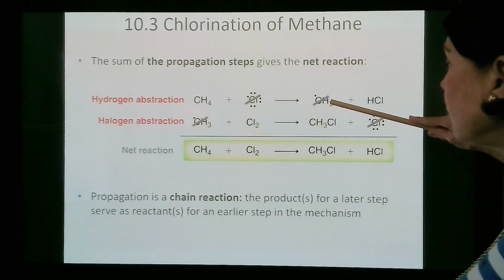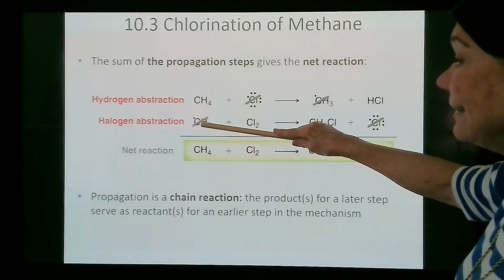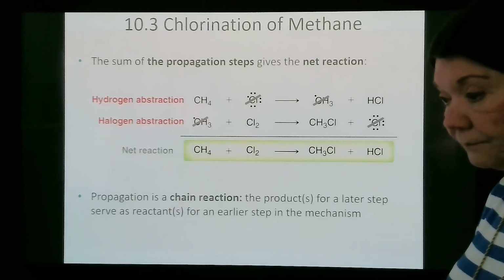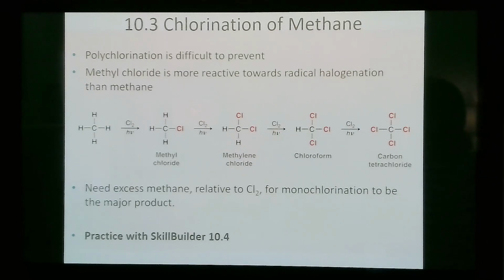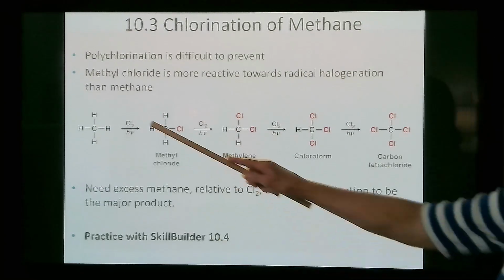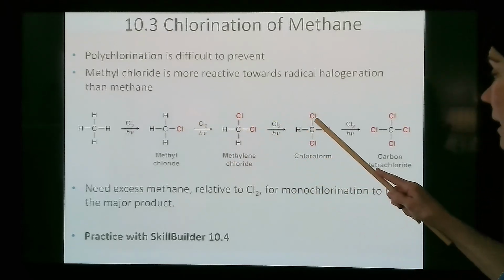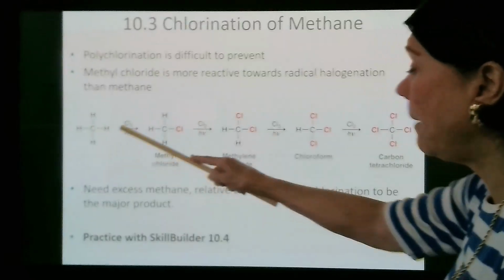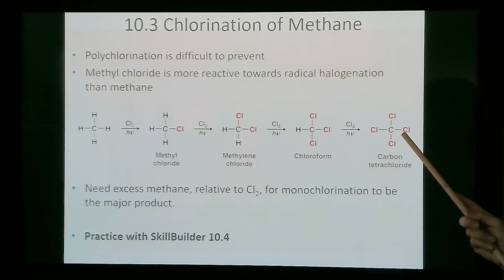The products formed will be the reactants in the next step. Okay, polychlorination is difficult to prevent. So once you get the first chlorine on there, you can also chlorinate again and again and again. And if you have enough chlorine in there, you'll convert the methane all the way to carbon tetrachloride, and that'll be your only product. But usually you're not going to want to do that.